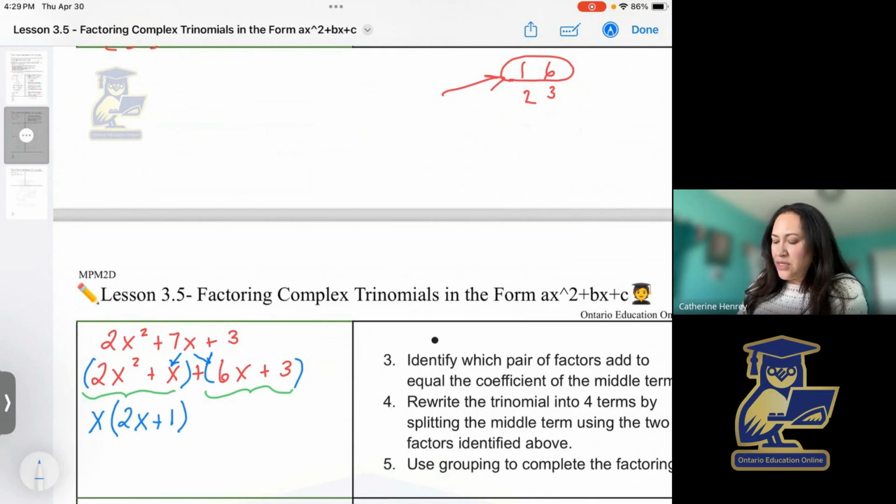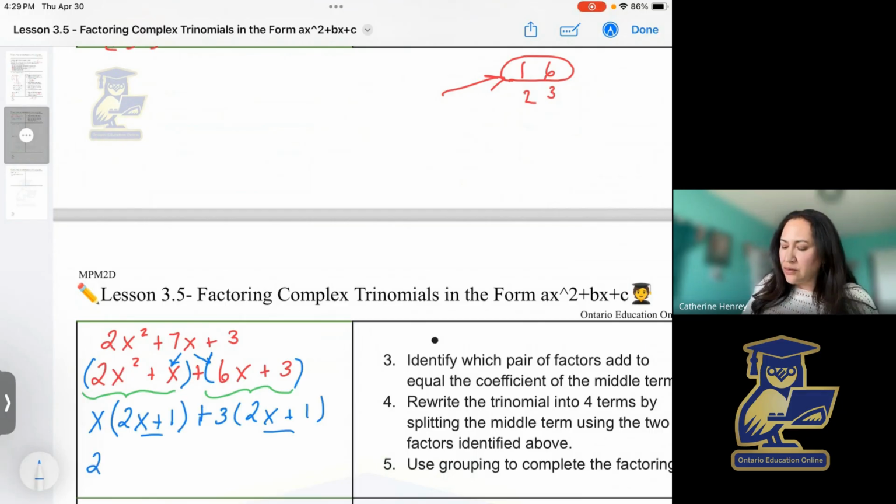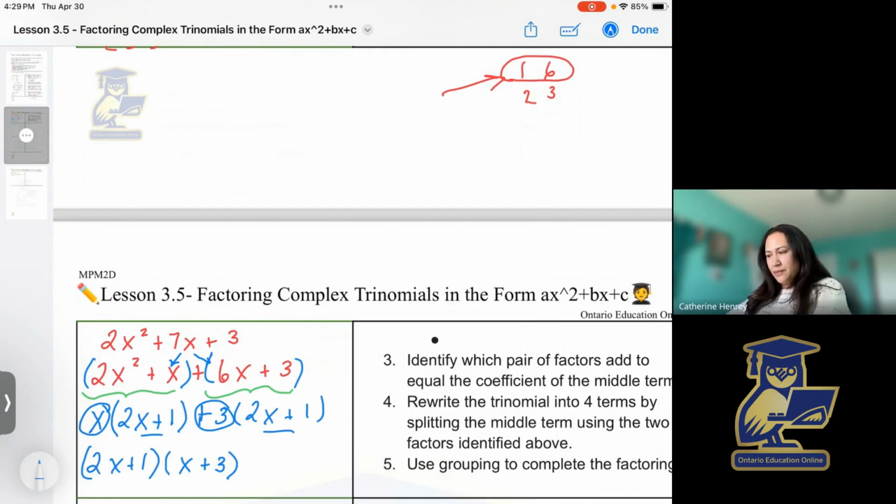What's common between 6x and positive 3 would be positive 3. What's left over is 2x plus 1. And then these brackets match up. So I common factor those out. 2x plus 1, that's a common factor. And then what's left are these coefficients outside the bracket. So this is x plus 3. Okay, we're going to keep going.